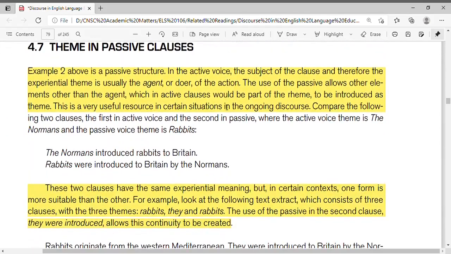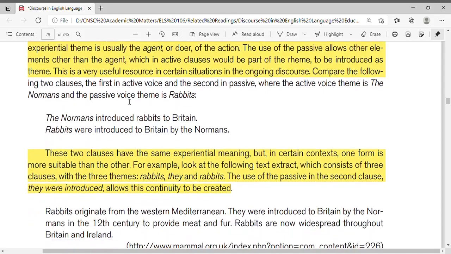In the active voice, the subject of the clause, and therefore the experiential theme, is usually the agent or doer of the action. The passive allows elements other than the agent to be introduced as theme. It is necessary because the use of passive ensures the continuity of ongoing discourse.